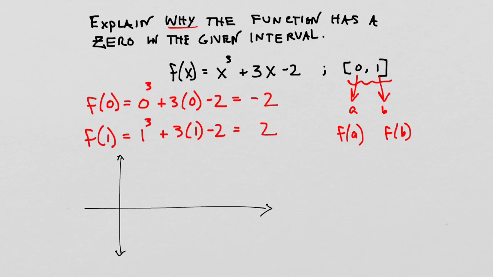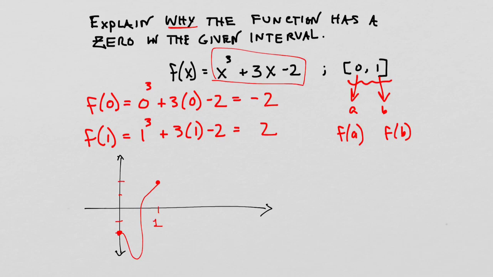So when x is 0, we're down here at negative 2. And when x is 1, we're up here at positive 2. So here's what we know. This function is a continuous function. There's no discontinuities because it's not a rational function. It's a polynomial. It's a cubic polynomial. And we do not know what it looks like. It could look something like this, or it could look something like this, or it could look like this. We don't know. But what we do know is that it's continuous.